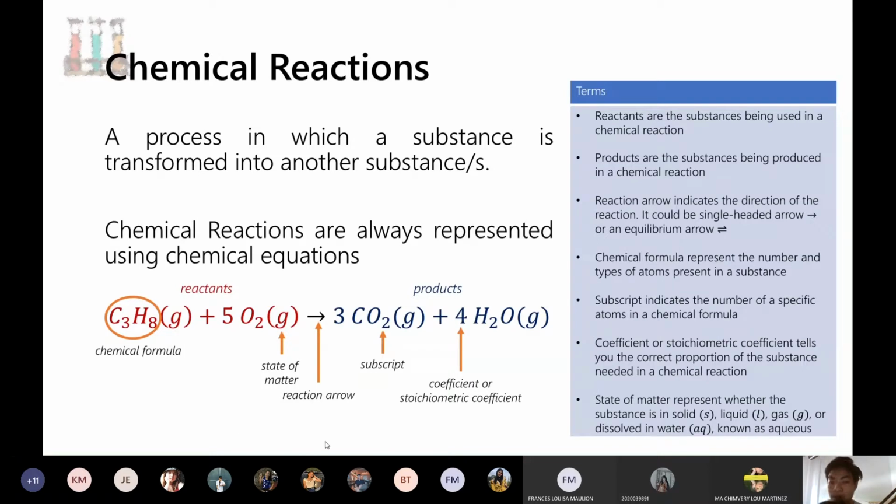So, ano pwede gawin natin to balance them? We can introduce coefficients or stoichiometric coefficients. Same term lang yan. When they say coefficients, these are the numbers on the left side of your chemical formula. Ito yung binabago-bago natin. And this tells us about the correct proportion of our substances in order for them to balance out. So, it serves as a multiplier. Parang sa algebra lang. Your coefficients are multipliers.